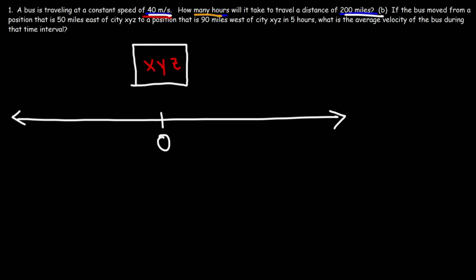Let's say city XYZ is at the origin, position 0. So the bus was 50 miles east of the city, so it was initially here. So this is going to be X initial. That's the initial position of the bus. And then it moved to a position that is 90 miles west of that city. So this is going to be negative 90. That's the final position of the bus. So the bus is traveling west, which means that the average velocity should be a negative value.